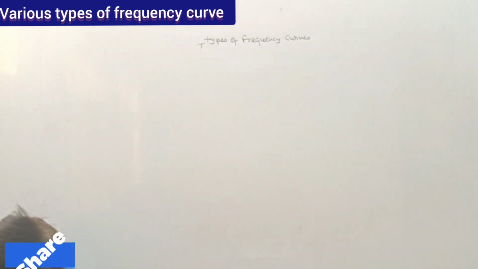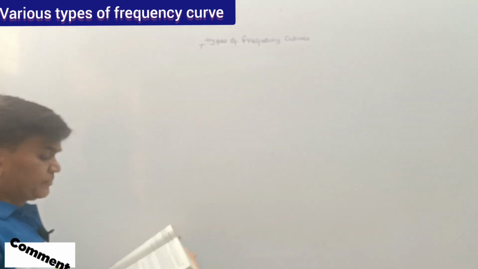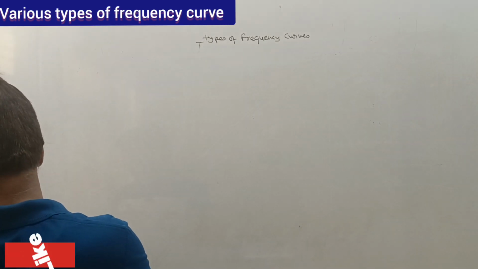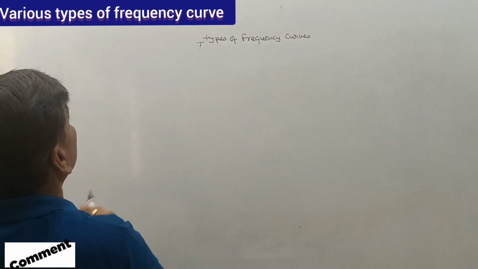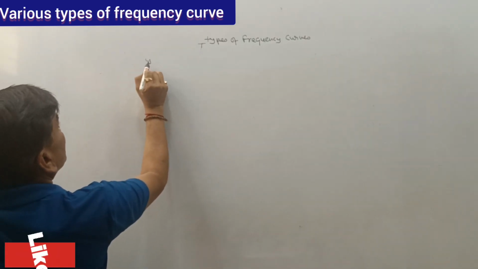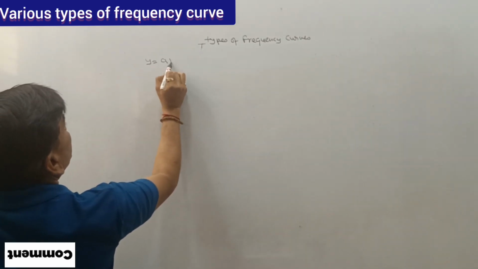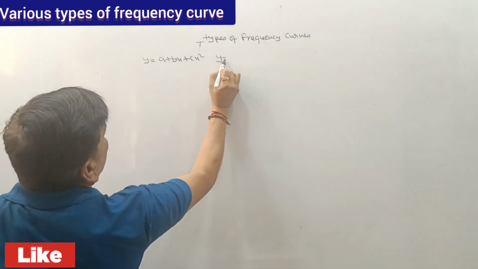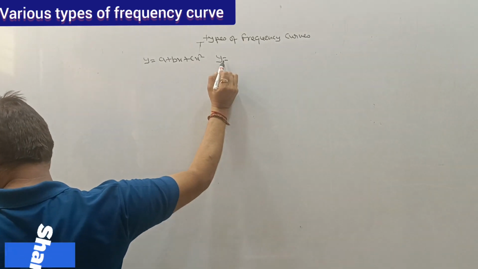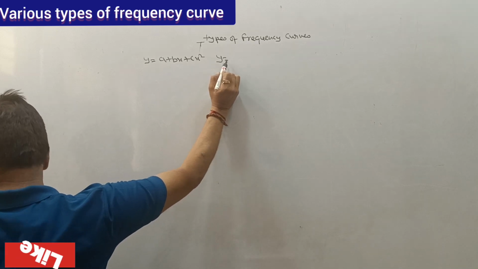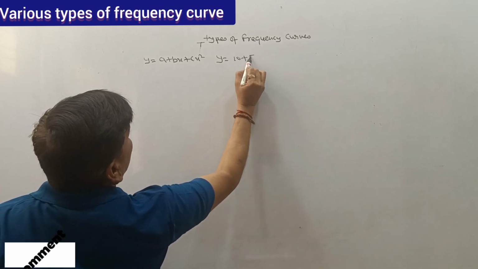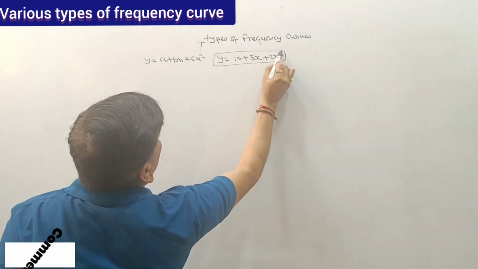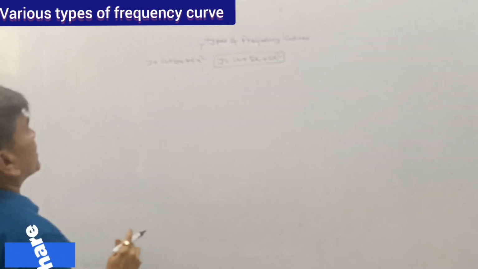Suppose our equation is like this. That was the simple equation, but now suppose my equation is parabolic. y = a + bx + cx², that is parabolic. Suppose I have y = 10 + 5x + 2x². This parabolic equation I am to draw on the graph paper.